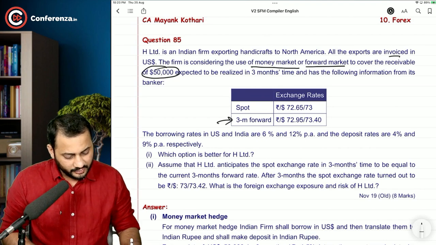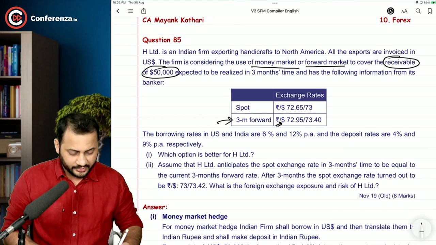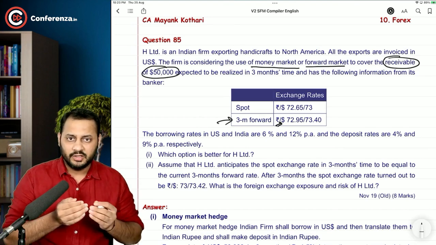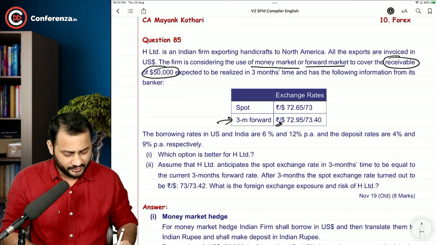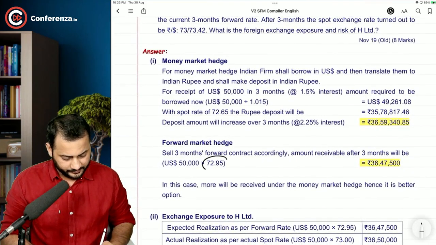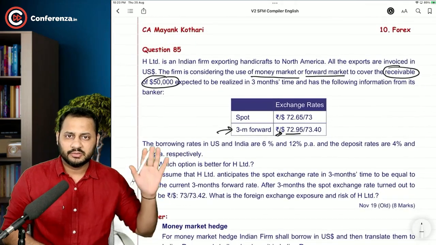$50,000 receivable. And the rates are also direct. Pretty easy to pick the rates. We will receive the dollars. We want to sell it. Bank will buy it. 72.95, the forward rate. Cool. This is very easy. Now comes the money market.